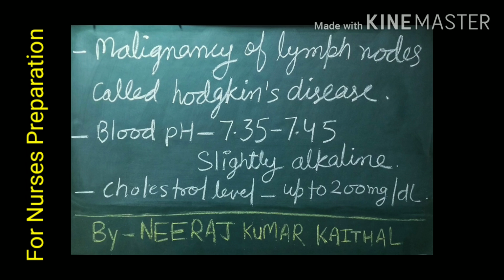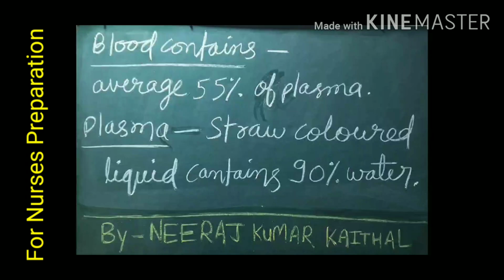Normal blood pH is 7.35 to 7.45. Blood is slightly alkaline. Normal cholesterol level in our body is up to 200 mg per dl. Our blood contains an average of 55% plasma. Plasma is a straw colored liquid that contains 90% water. The remaining 45% of the blood is made by the blood cells.